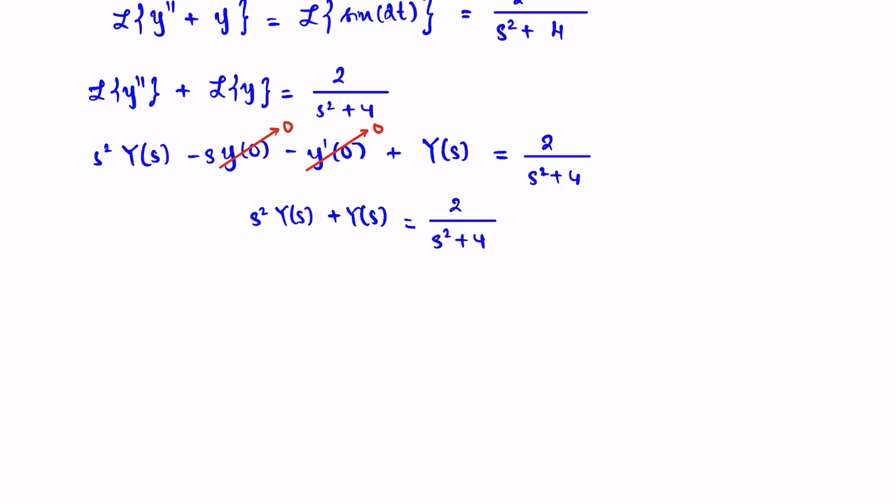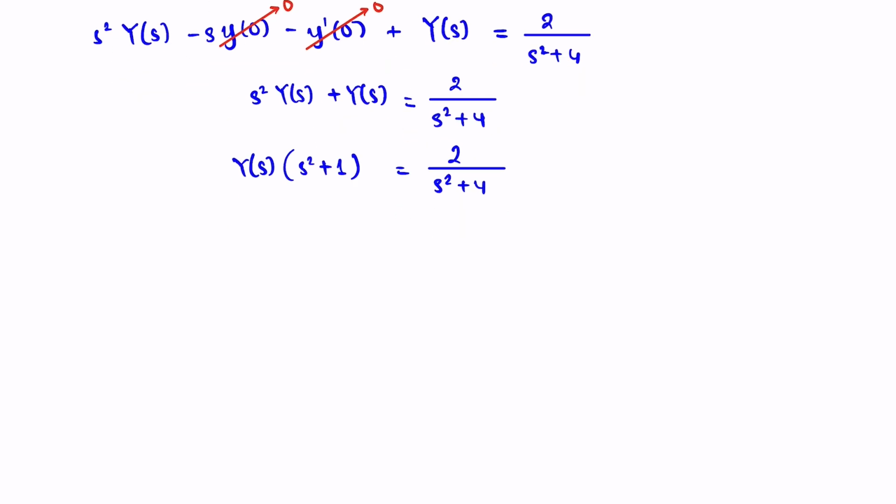And on the left hand side you take capital Y of s as a common factor, and you get s squared plus 1 equal to 2 over s squared plus 4. And if you divide both sides by s squared plus 1, you get capital Y of s to be 2 over s squared plus 1 times s squared plus 4. So this is the solution in the frequency domain.